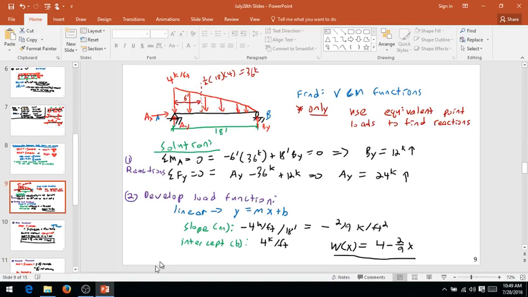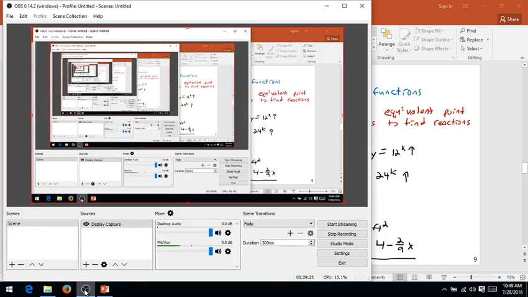I think that'll do it for today. I just wanted to introduce shear and bending moment diagrams. We will be covering a third technique, shear and bending moment diagrams by inspection, on Monday.